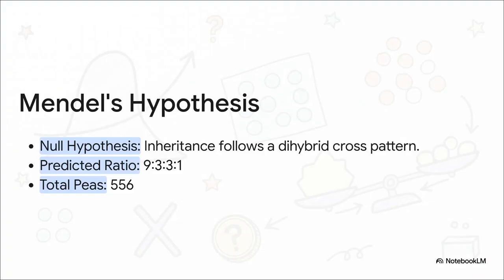Well, in statistics, we always start with what's called a null hypothesis. Think of it as the default idea or the claim we're putting on trial. In this case, our null hypothesis is that Mendel was right on the money, that the peas will follow that perfect 9:3:3:1 ratio.